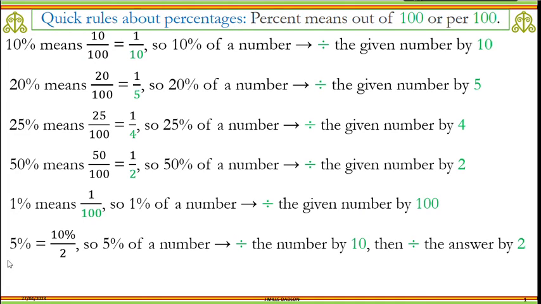5%, now 5% is simply half of 10%. So 5% is 10% divided by 2. So the quick rule is to do 5% of a number, you work out 10% by dividing it by 10, then the answer you divide it by 2. So to do 5%, you first work out 10% by dividing the number by 10, and the answer you divide it by 2. That will be 5%.